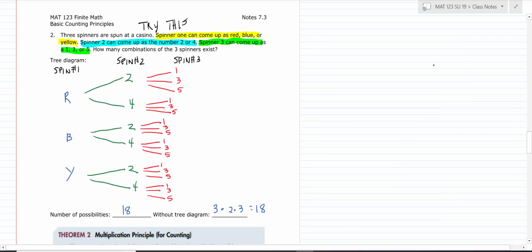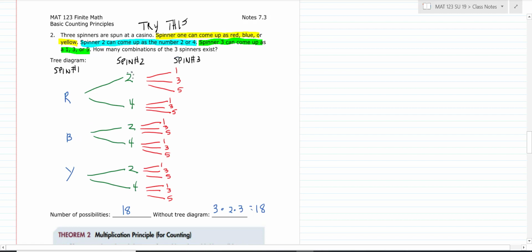Okay, so look over it and see if you got everything right on this. So I highlighted this. You got 3 spins. The first spinner comes up red, blue, or yellow. So I just did R, B, Y there. The second spin comes up as 2 or 4. So you branch 2 or 4 like that from each of those. And then spinner 3 can come up 1, 3, or 5.